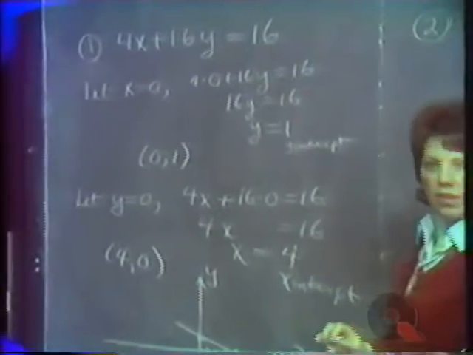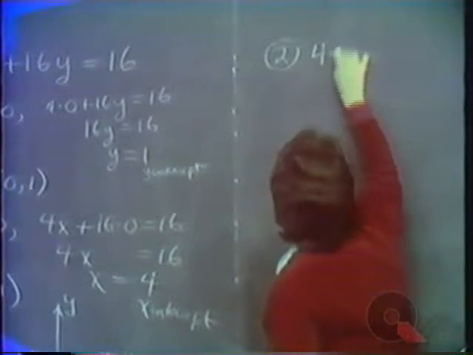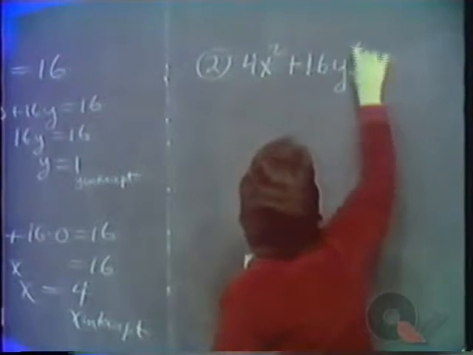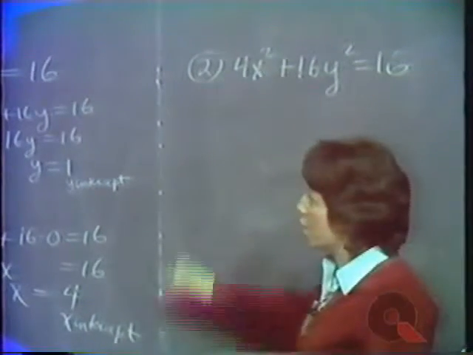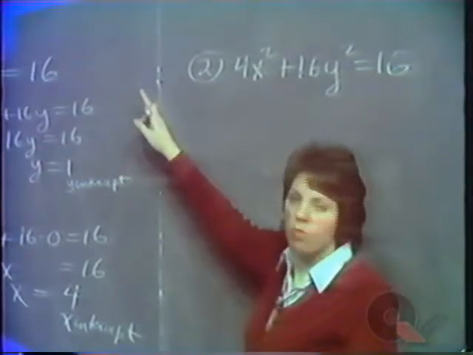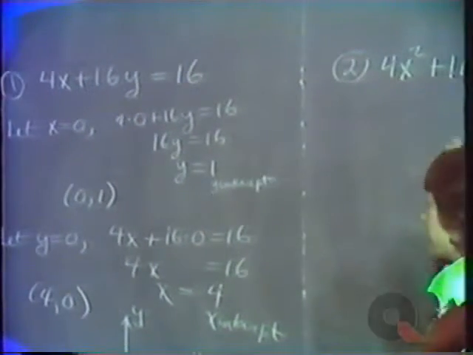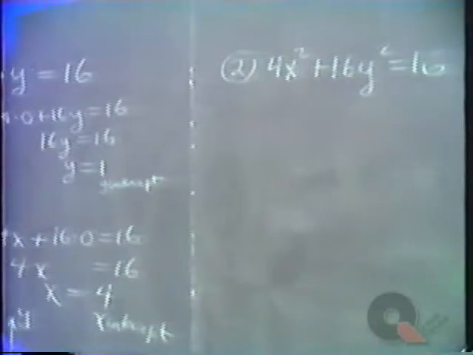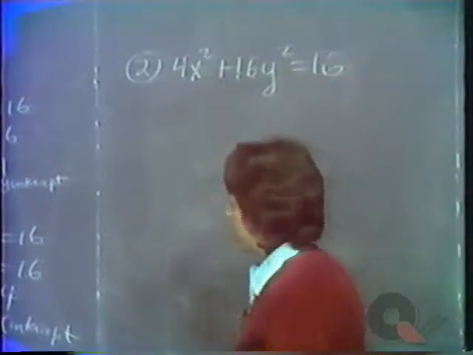Now, in our next example, I'm going to change this a little. I'm going to make it 4x squared plus 16y squared equals 16. Okay, now while you might have known that 4x plus 16y equals 16 should be a straight line, it sort of gets a little confusing when you see a few of them together and they all look similar, but there's slight differences. It might be helpful to consider the various possibilities that we can get.